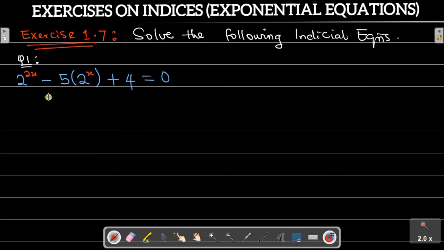So let's go over to this background and look at the solution. The first one says we are given 2 raised to the power of 2x minus 5 into 2 raised to the power of x plus 4 equal to 0. In solving these problems, you should note that there is the application of the rules and other small things that you need to know.